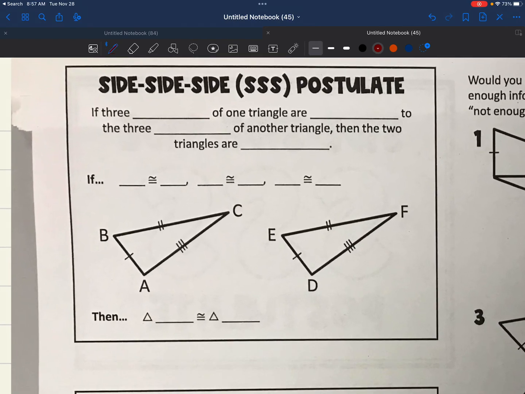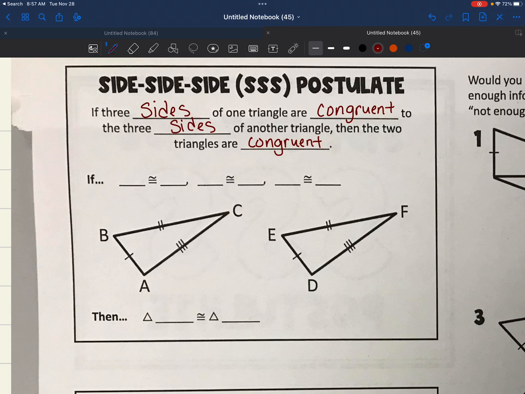So side, side, side says if three sides of one triangle, but what math word do we use to say the same? Congruent to the three sides of another triangle, then we know the two triangles are congruent. Okay, which should make sense to us, right? Because if all three of these sides match all three of these sides on the second triangle, then the two triangles should be congruent. Yes?